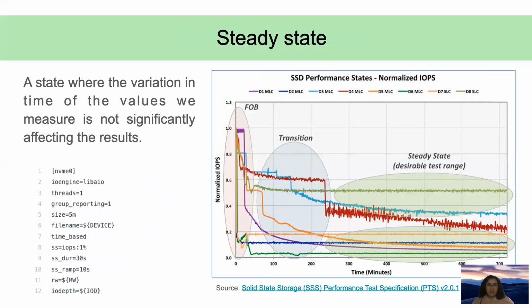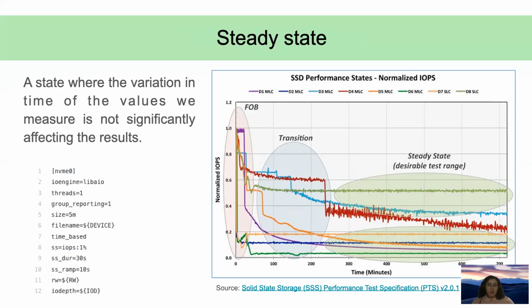But before running these workloads, remember we need to ensure that the device reaches a steady state. This is a state where the variation in time is not significantly affecting the results that we're getting. This is important because if we just run it on a device that maybe hasn't been used in a long while or that is new, we might get much better results than otherwise. Therefore, for this problem, we will run something we call a precondition workload.